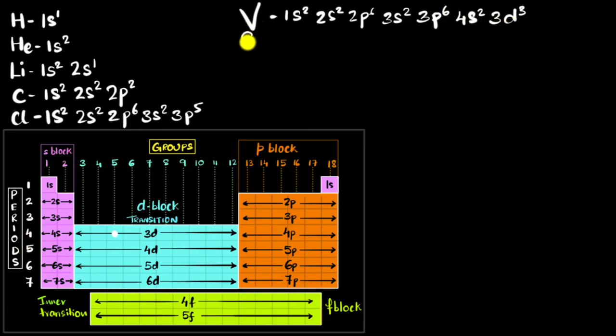Okay, you try. Consider tin. Tin lies over here, and it has 50 electrons. So why don't you pause and give it a shot? All right, let's do this.